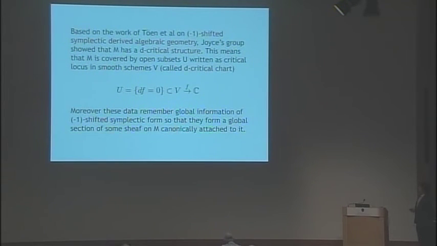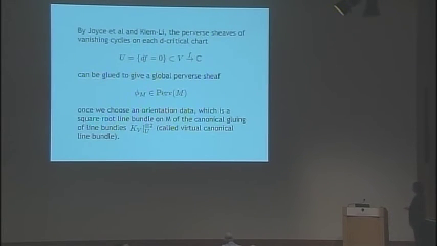And yes, so roughly speaking, the existence of a D-critical structure implies that it is locally written as a critical locus, and also this function f has some gluing data globally. And yes, if you have a scheme with a D-critical structure, then at least locally you can construct a sheaf of vanishing cycles on each open chart.